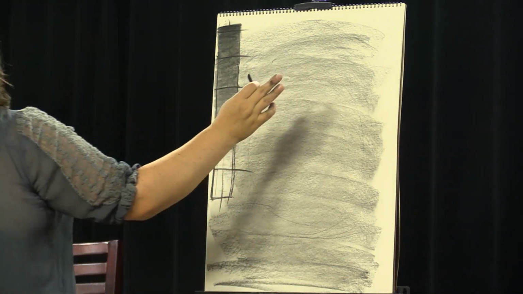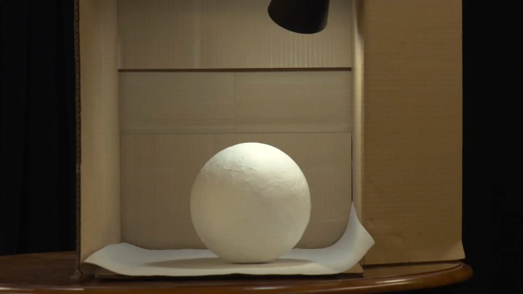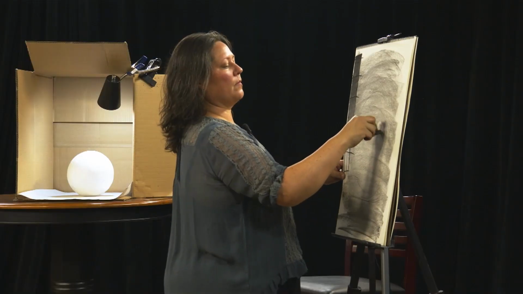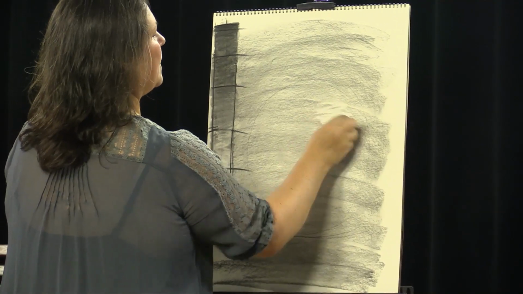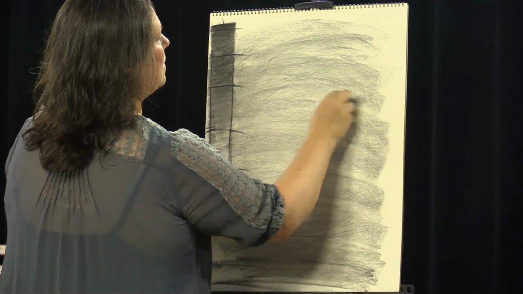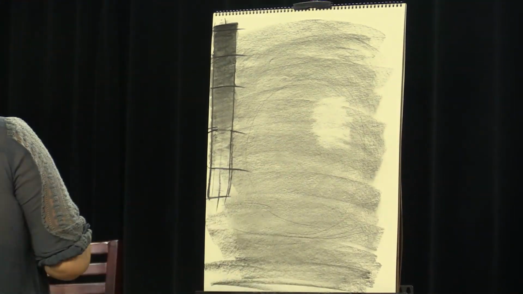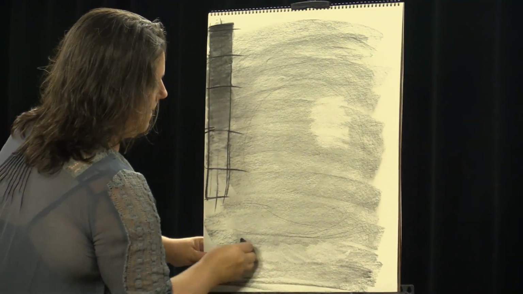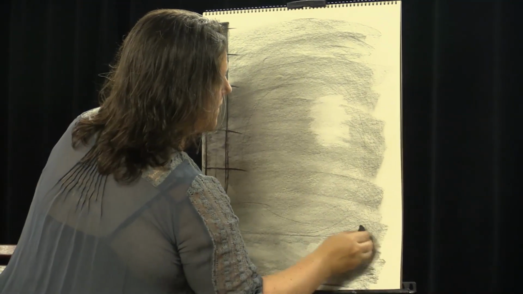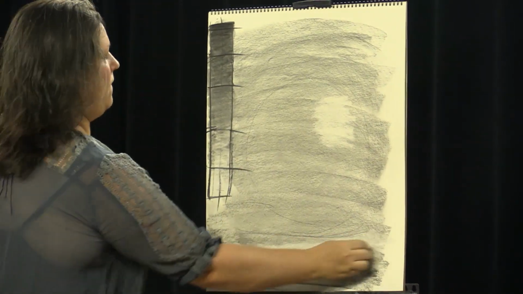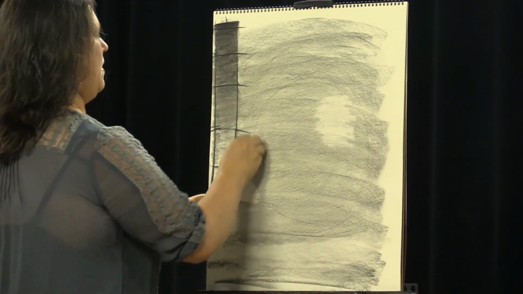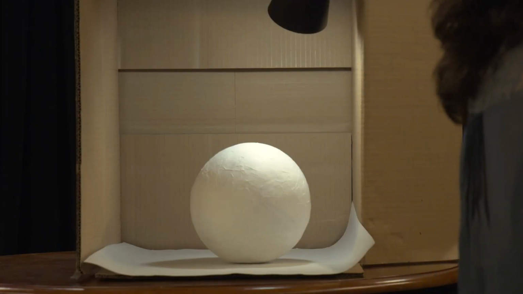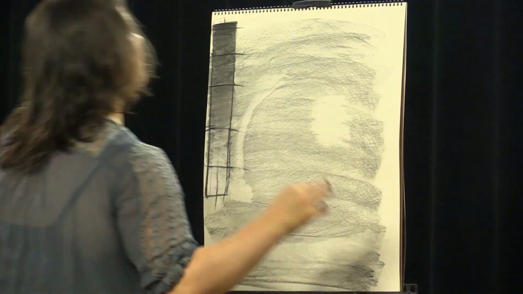From that, now I'm going to draw the sphere. And actually, what am I doing? Eraser first. Lightest lights. Go for the highlight range first. Also looking at the page and the paper. Create the background. Now I'm going to use the charcoal.